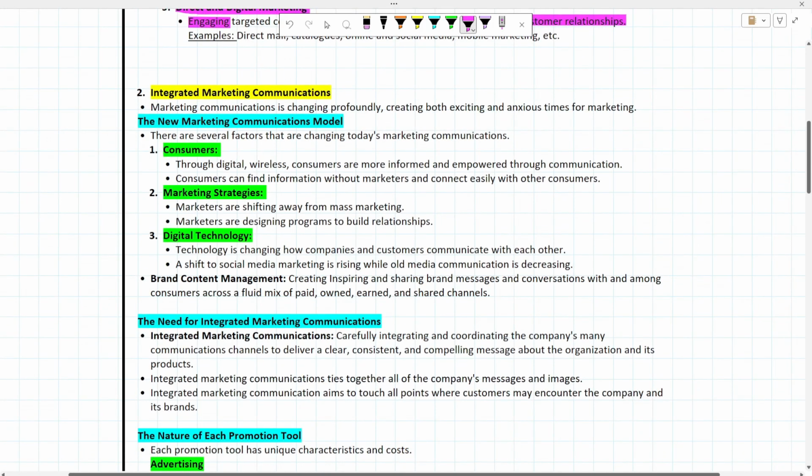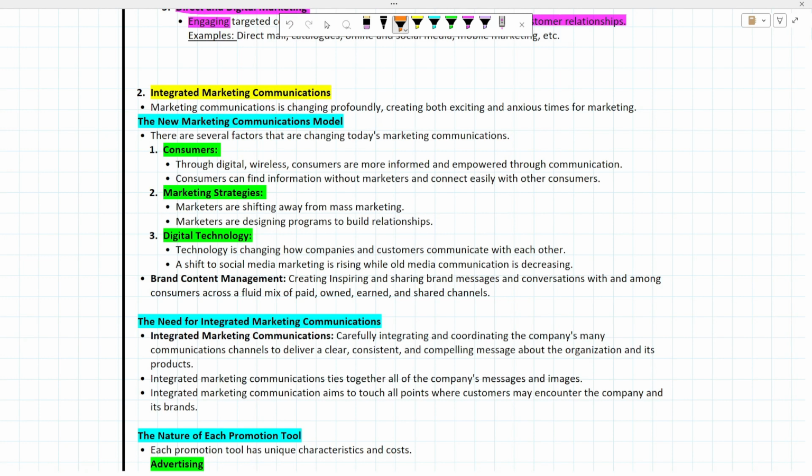Two, integrated marketing communications. Marketing communications is changing profoundly, creating both exciting and anxious times for marketing. So the new marketing communication models. There are several factors that are changing today's marketing communications. One, we have our consumers. Through digital and wireless, consumers are more informed and empowered through communication.